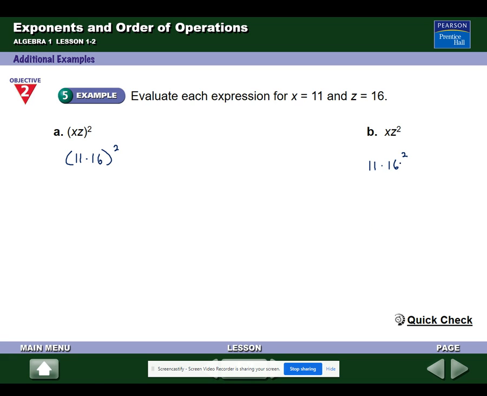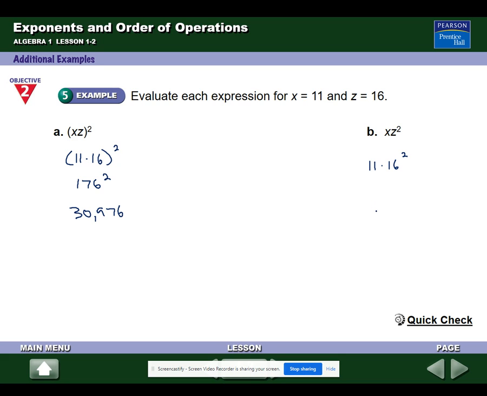Is the 11 being squared in this one? It is not, right? The parentheses in this problem are indicating that the product of the two is being squared. Here, this is 11 times 16 squared, right? Very different. Okay, let's go back to the first one now. 11 times 16 is 176. And when I square that, and yes, I'm using a calculator, I'm pretty good with mental math, but I'm not that good. 30,976.